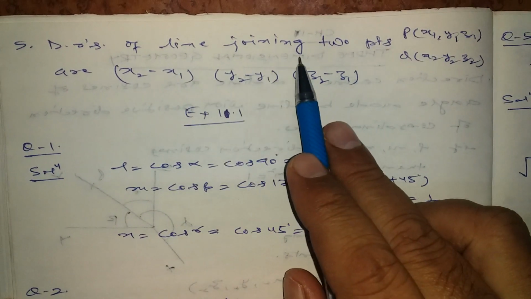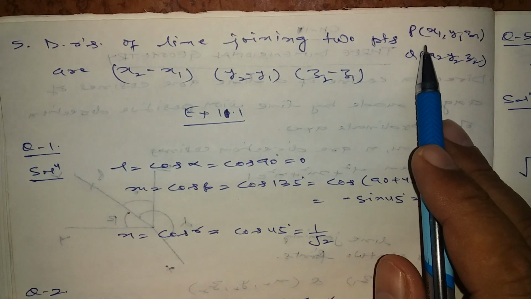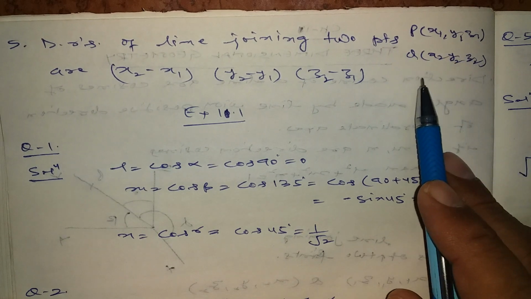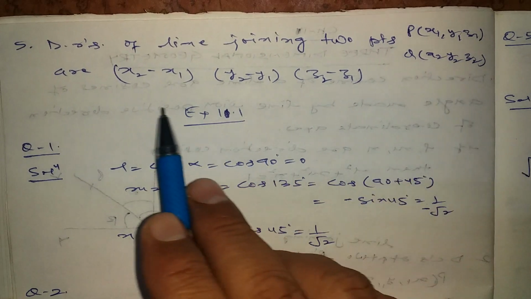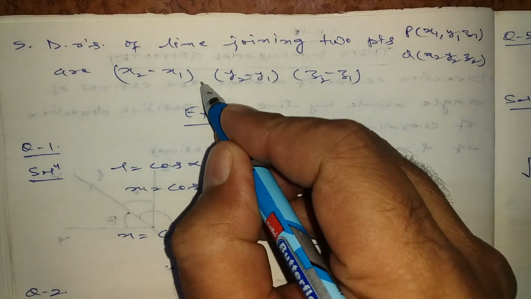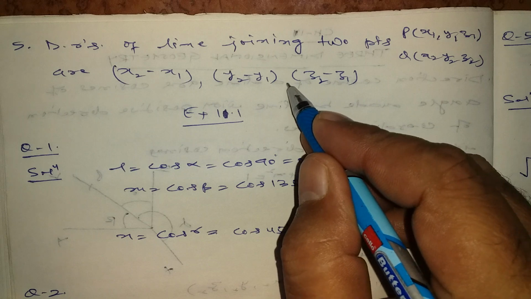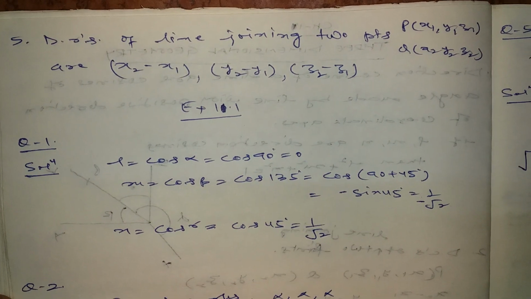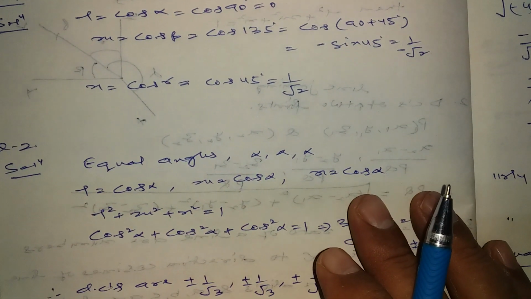Direction ratios of a line joining two points. Two points are P (x1, y1, z1) and Q (x2, y2, z2). Then the direction ratios are x2 minus x1, y2 minus y1, z2 minus z1. So let me start exercise 11.1.